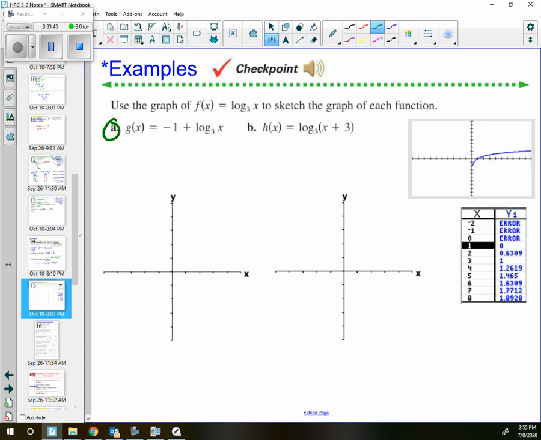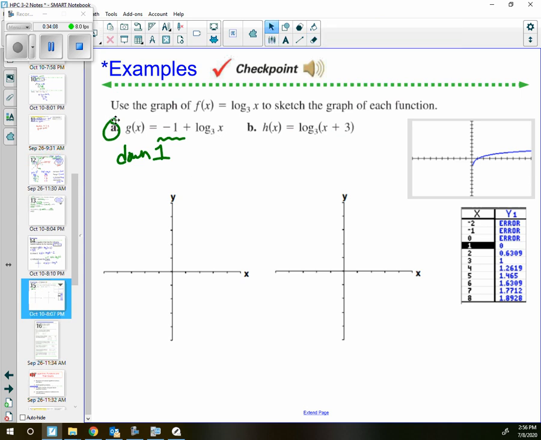So take a look at letter A. Notice what the value is. What would happen to your graph of log base 3 of x if there's a -1 outside the argument? That means it's going to go down 1. Notice that they put it before instead of after, because sometimes if you write log base 3 of x -1, people could get confused. Like, did you just forget your parentheses? So if you really want to be careful, you can put that -1 in front.